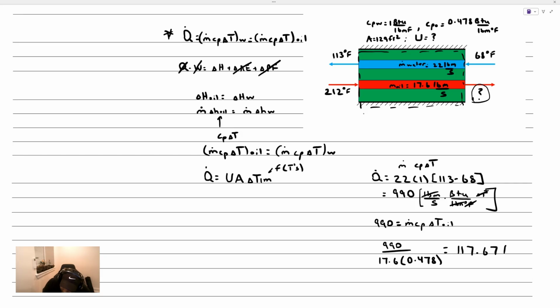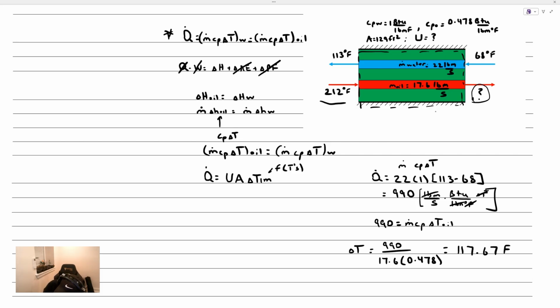117.67 here. So note that the delta T of the oil is that amount. As we're flowing through that oil section, you can see the temperature is going to be decreasing because the water temperature is increasing. The oil is giving some of its heat away, and that's causing the oil temperature to decrease and the water temperature to increase.